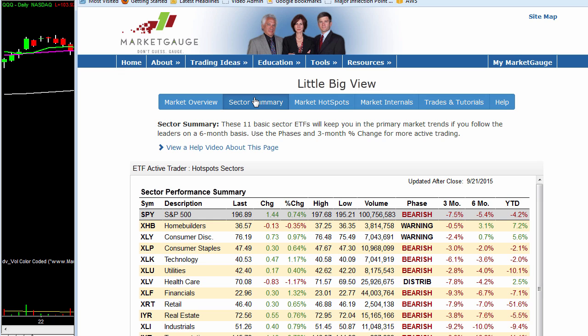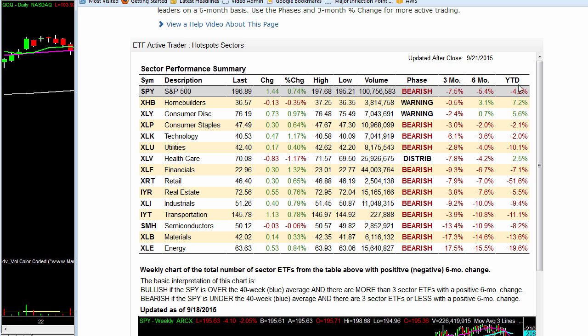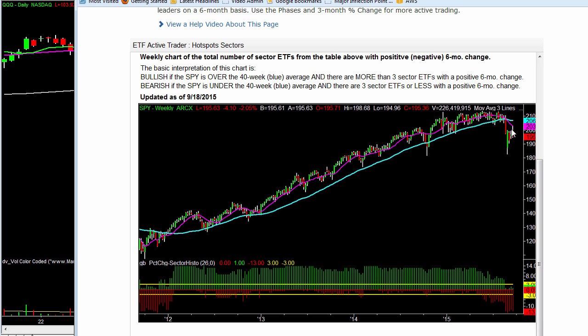marketgauge.com/tutorials. Then go to sector summary, and this will give you the major sectors of the market. And we look at them in terms of 3 different time frames, but from a 6-month time frame, which is a really important time frame from a momentum perspective, we've only got 2 that are positive right now. And again, if you've seen this chart below, you got a 40-week moving average here, which is the same thing as the 200-day. In this case, we're looking at the SPYs. The magenta line is the 10-week, so that's the same as the 50-day.